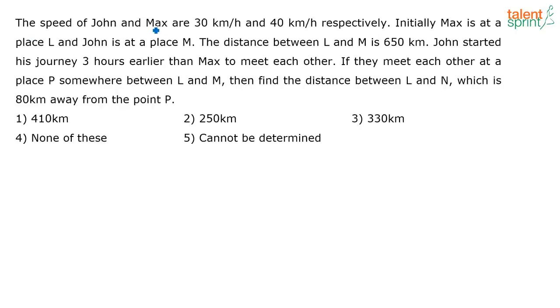The speeds of John and Max are 30 kilometers per hour and 40 kilometers per hour respectively. Initially Max is at a place L. Max is here and John is here. So two people are standing. This is place L and M, correct? So this is John and this is Max.